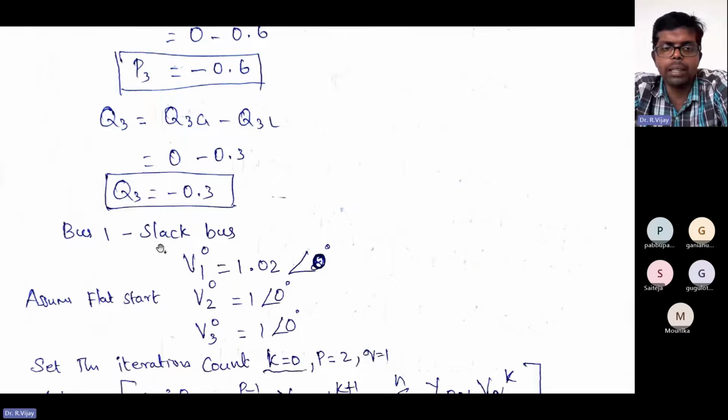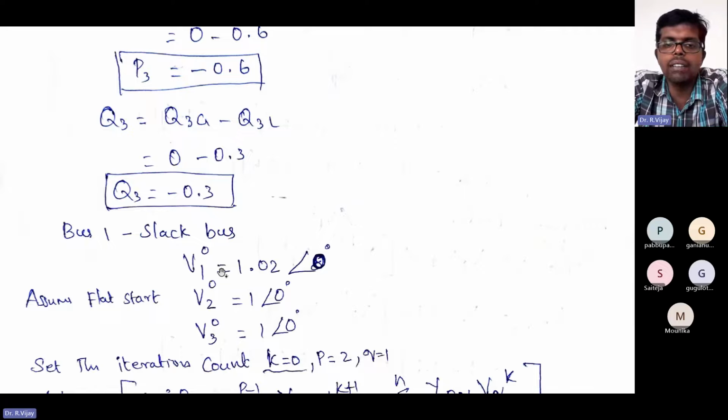Next, bus number 1. Bus number 1 is the slack bus. What is mentioned for the slack bus? It is clearly mentioned. You take V1 naught. V1 naught means the first, initial value. You take it as the initial value.